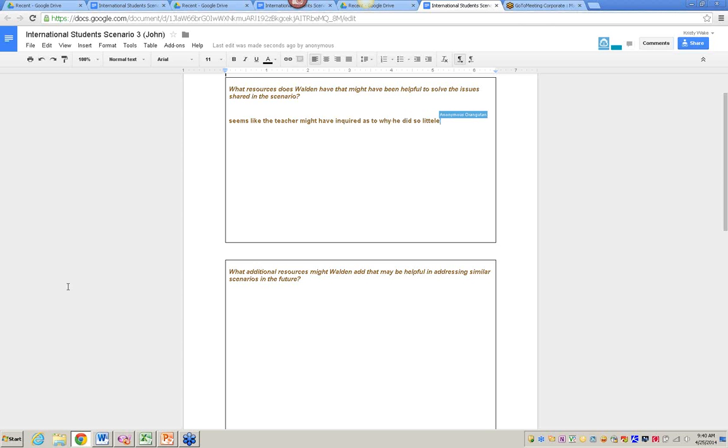Oh, I love that idea. Feedback is so important, and sometimes we might need to just stop and wonder why the student did it that way. So I really like that comment. It seems like the teacher might have inquired as to why the student did so little. Were they confused about the directions or the expectations? I think that's a great point.